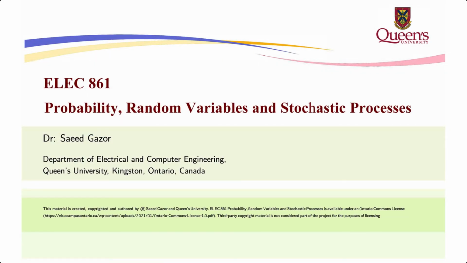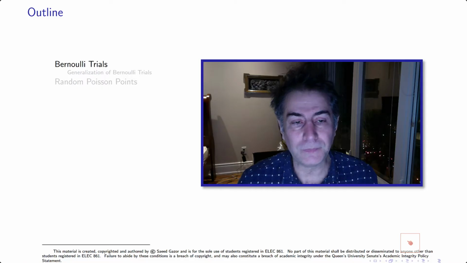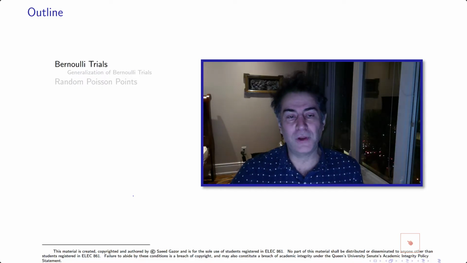We have learned how to combine experiments. Now we'll have a couple of very important examples. One of them is Bernoulli, the other one is Poisson point process. Bernoulli trials is when you repeat one experiment in which the outcome is binary.